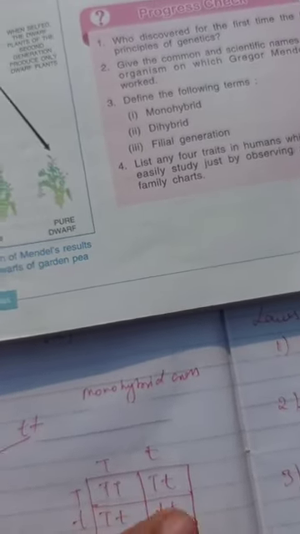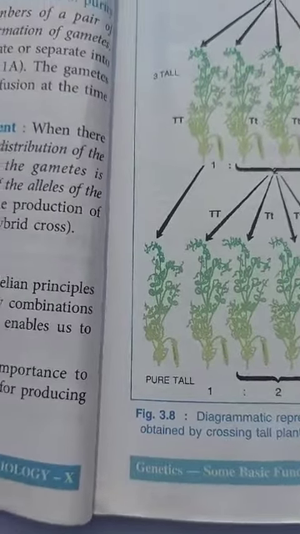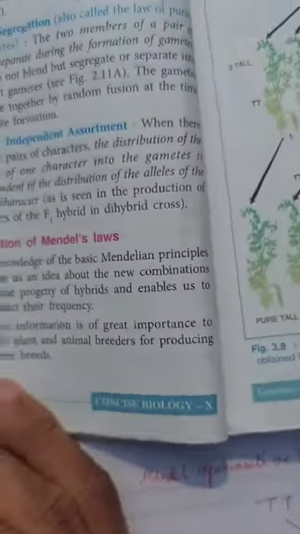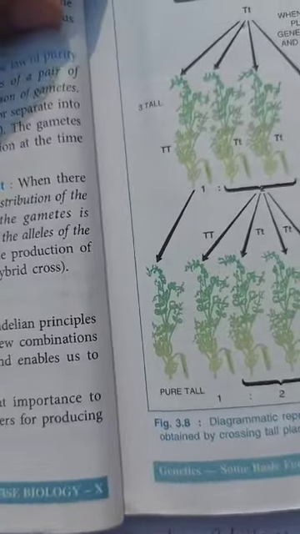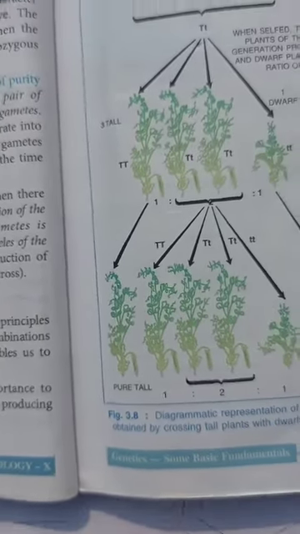When they are self-crossed, they segregate their characteristics and independently show their particular character, meaning the dwarf character which was masked now shows itself. Okay, now the third law is the law of independent assortment. What is happening in the law of independent assortment? When there are two pairs of characters, the distribution of the allele of one character into the gamete is independent of the distribution of the allele of the other character.